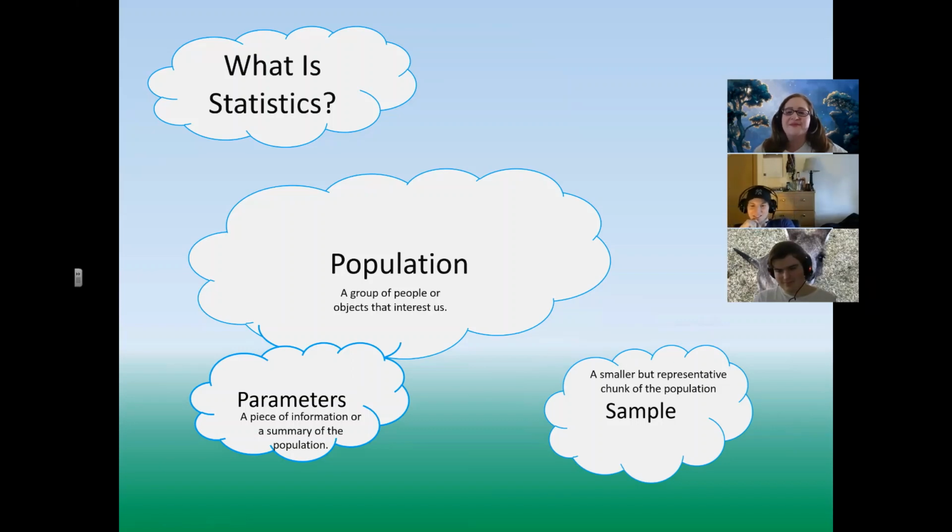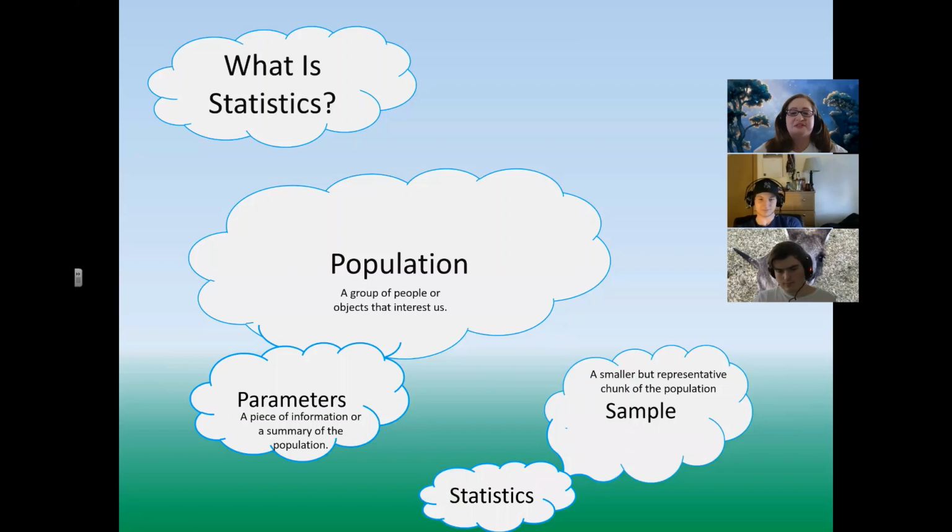A smaller but representative chunk of the population. And then we do statistics, which is just a piece of information or summary of the sample. So I can't take all of America and figure out the average age. So I take a sample of people from America, find out the average age of the sample, and that will hopefully help me figure out what's happening with the population. But couldn't that technically be skewed?